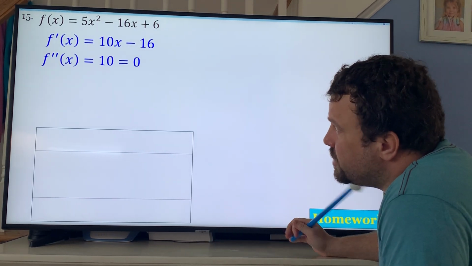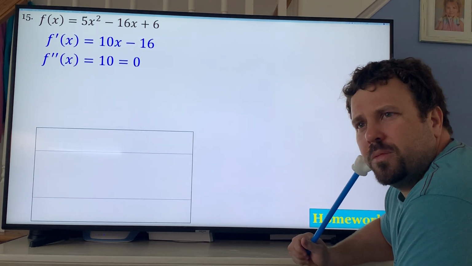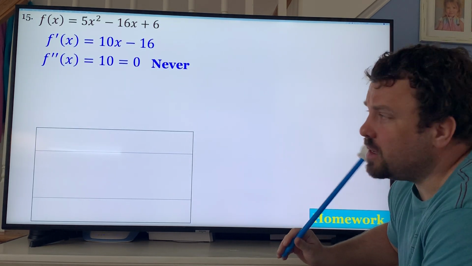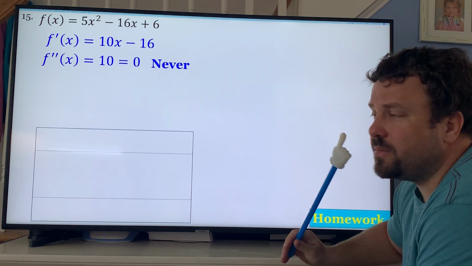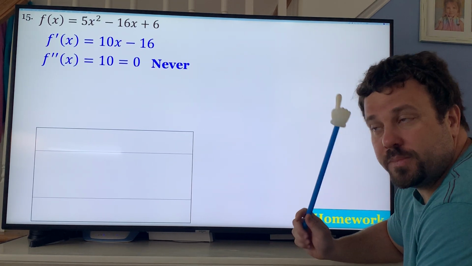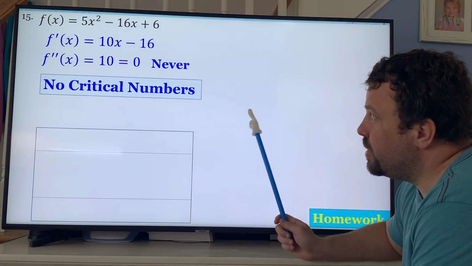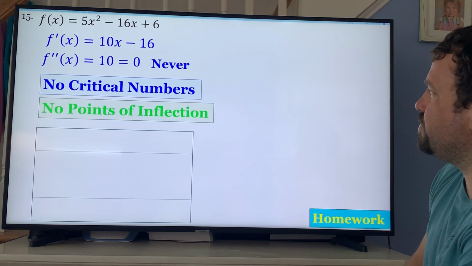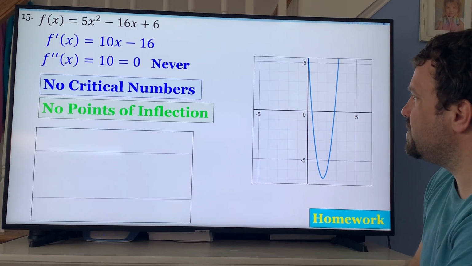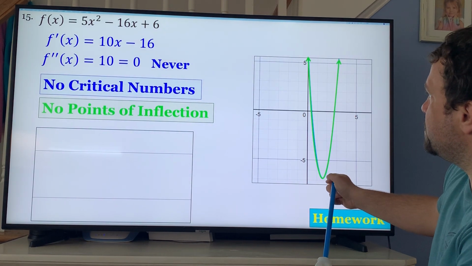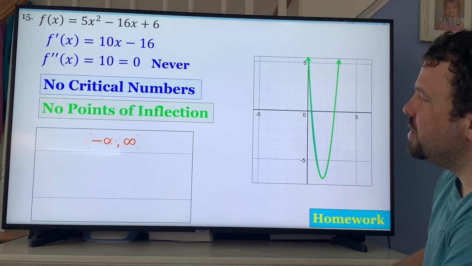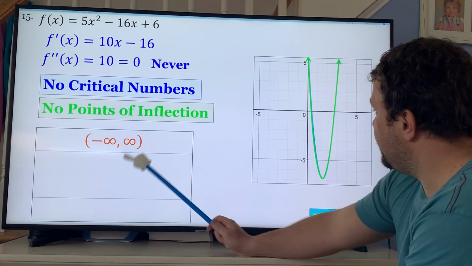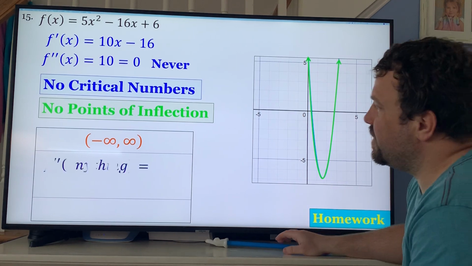Derive, derive. Oh, that's tricky. 10 never equals 0. So what does that mean? Think. There are no critical numbers, so there is no point of inflection. So that means, what is your interval? It's just one thing. Your interval is actually negative infinity to infinity. It's always going to be concave up or concave down.